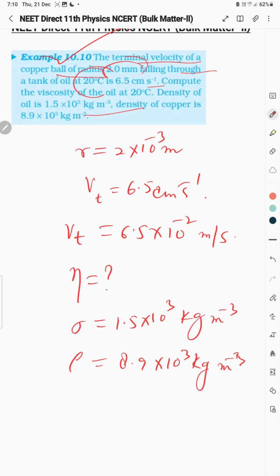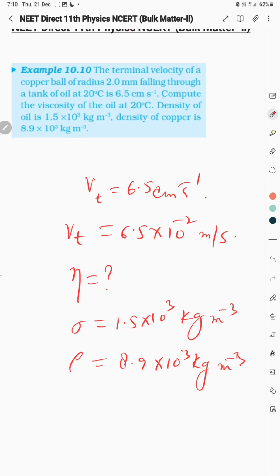So, as you can see, both the density of oil as well as copper are given, and the temperature is 20 degrees C. That means the temperature is constant, so we are not supposed to consider temperature at all because it's not a variable. It is constant throughout the experiment, right?